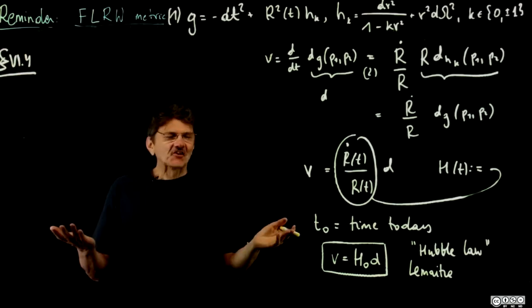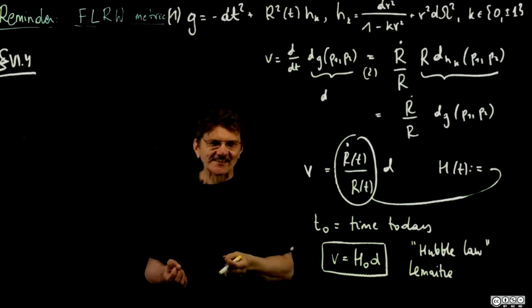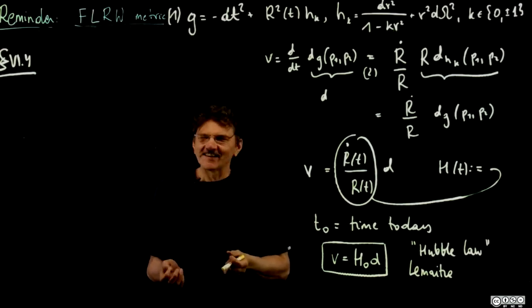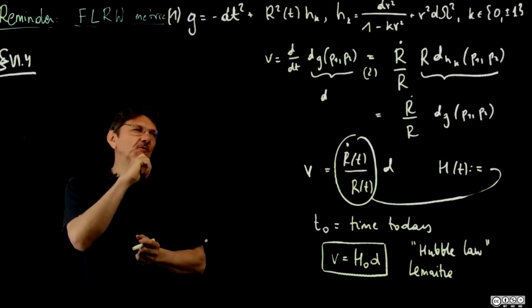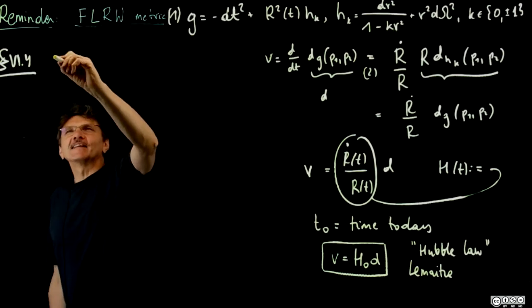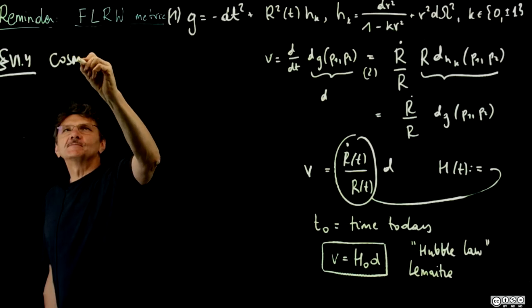So 6.4. These are really short sections compared to what we did during the last few lectures. Good. 6.4 would be then cosmological redshift.